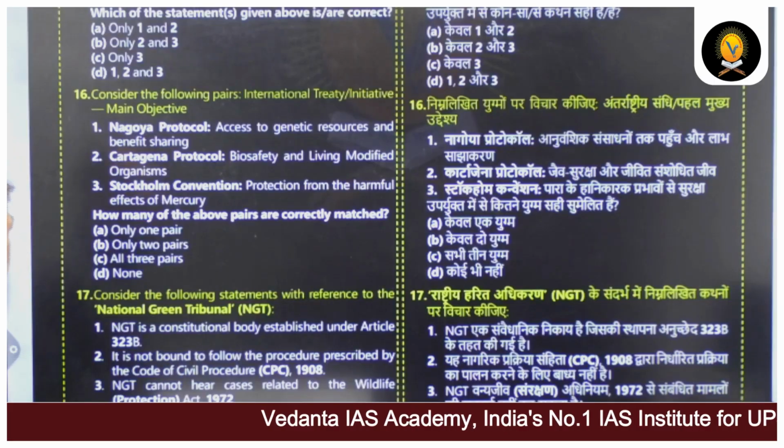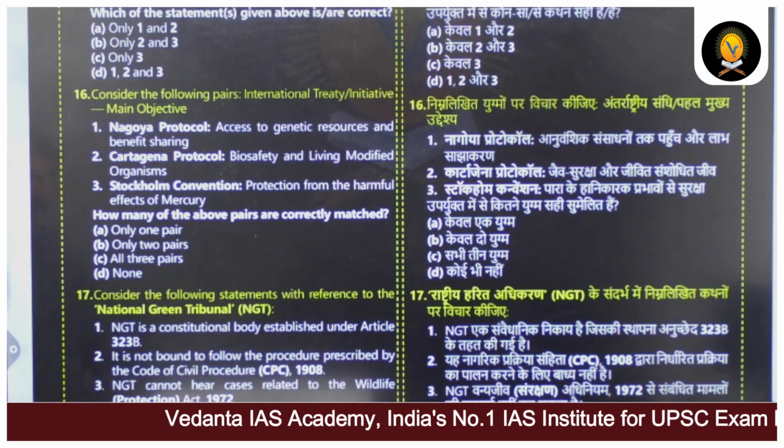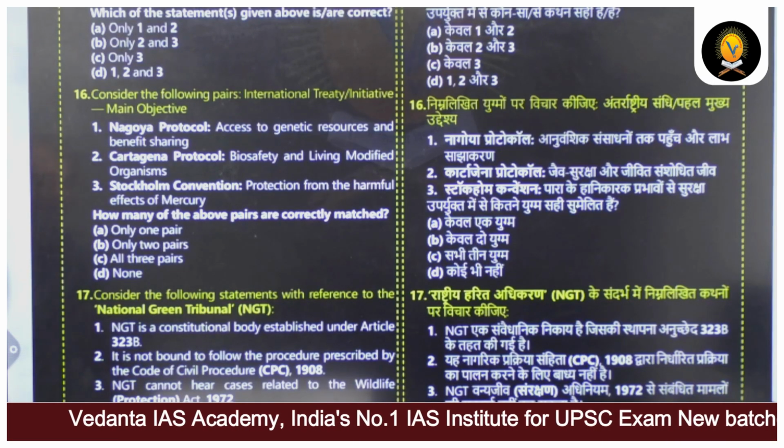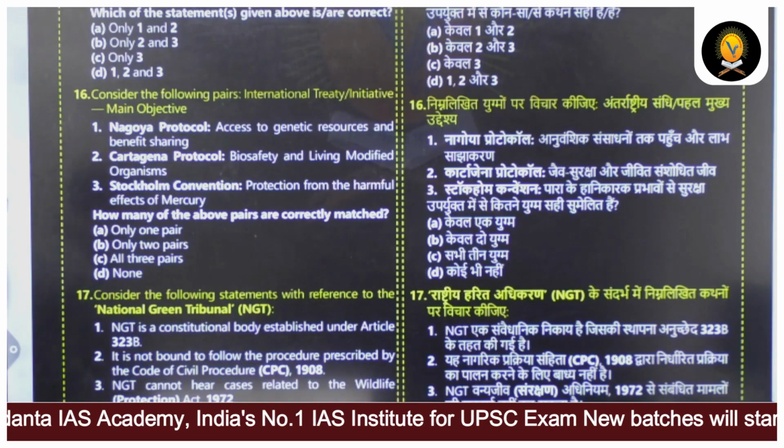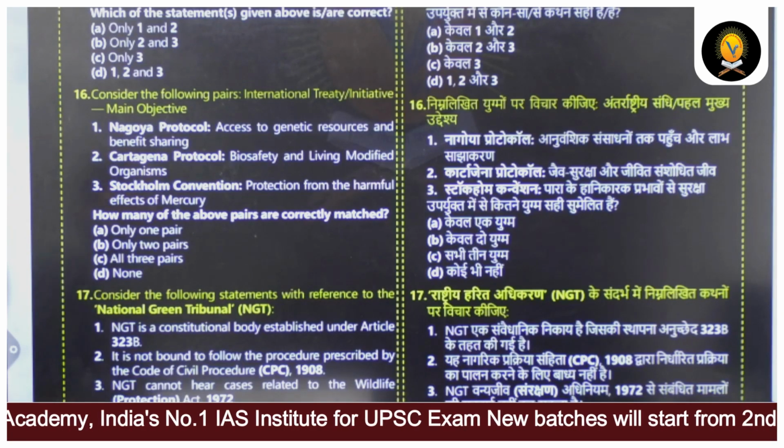Consider the following pairs: international treaty, initiative, main objective. Nagoya Protocol, access to genetic resources and benefit sharing. Yes, the first is correct.